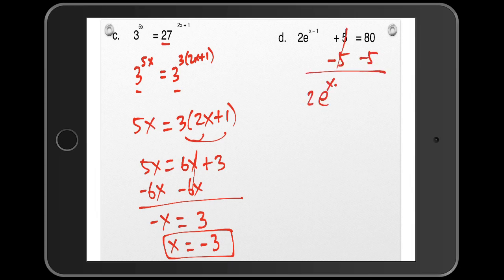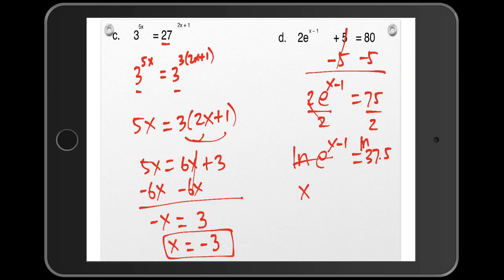Next, we're going to divide it by 2. Remember, keep in focus that we want to get that x by itself, so we've got to get rid of everything else. So e to the x minus 1 equals 37.5. At this point, we're going to undo the base of e by taking the natural log of both sides, because natural log of e cancels out, and we have x minus 1 equals natural log of 37.5.